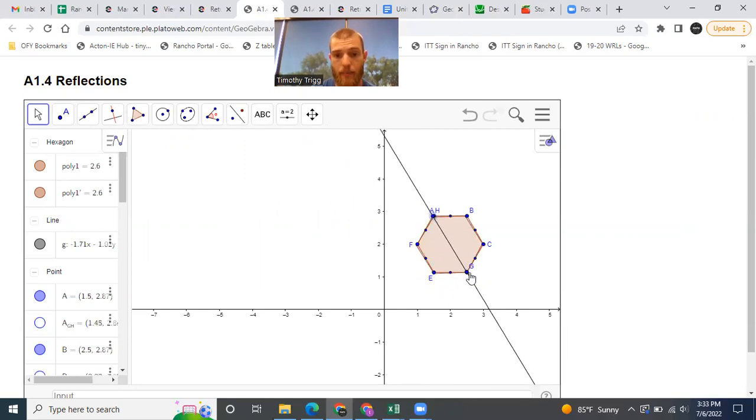That's six. Okay, so six so far. Should I count this one again? Well, no, I already counted that one, right? So now I'm kind of repeating. So 6 lines of symmetry. Notice a regular hexagon, a regular 6-sided shape, will have 6 lines of symmetry. So 6 lines that will reflect the image directly on top of the preimage.